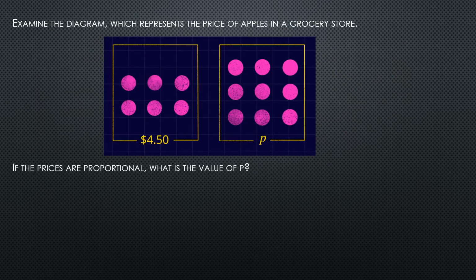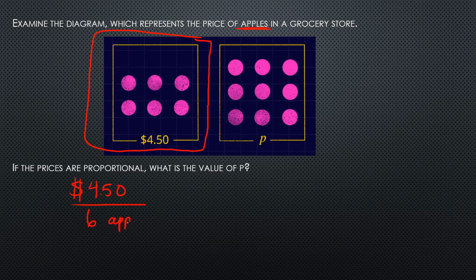Our next question says, examine the diagram which represents the price of apples in the grocery store. If the prices are proportional, what is the value of P? So for this problem, we need to set up ratios from the diagram that we're given. It looks like we were given two different sets of data. On this first set here, I have 6 apples, because each of these little dots represents an apple, and I can buy all 6 for $4.50. Remember that when you are writing your ratio, money always goes on top. So I have 450 over 6 apples.